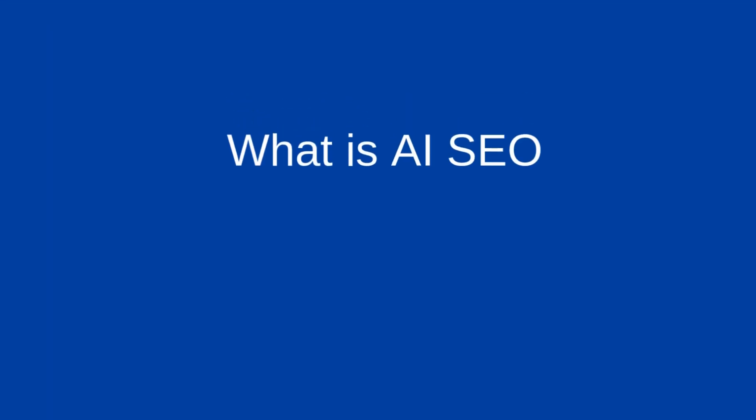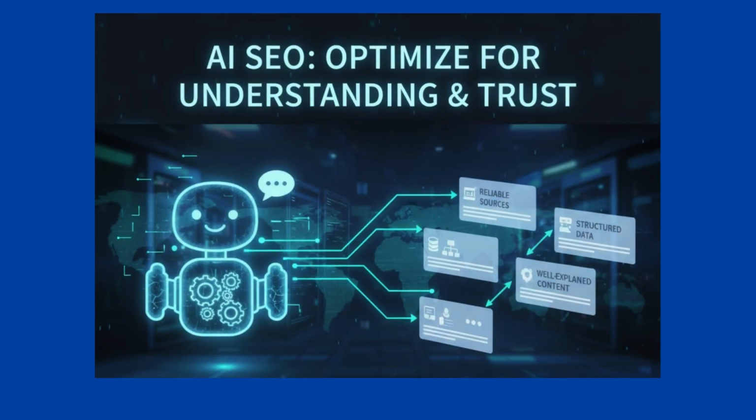What is AI SEO? AI SEO means optimizing your website so AI models understand and trust your content. Just like we optimize for Google, now we optimize for AI chatbots. These chatbots pick content from reliable, structured, and well-explained sources.